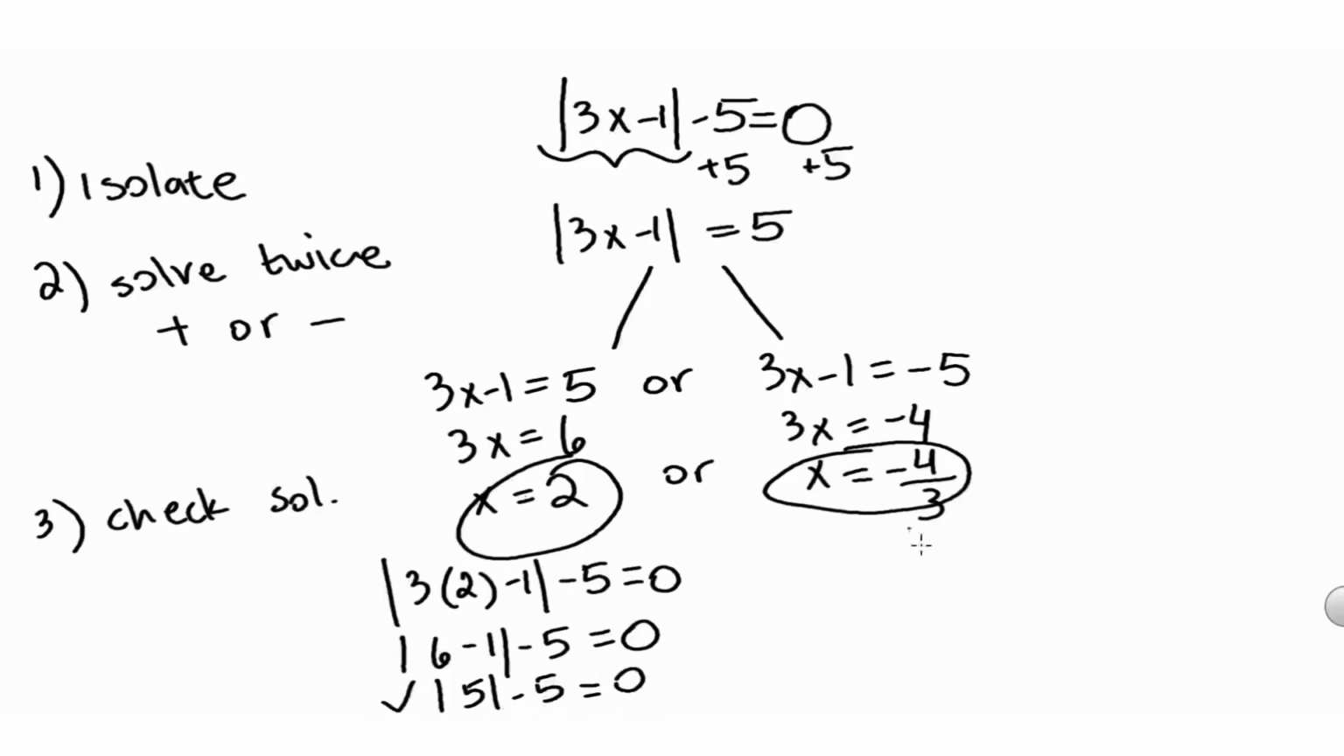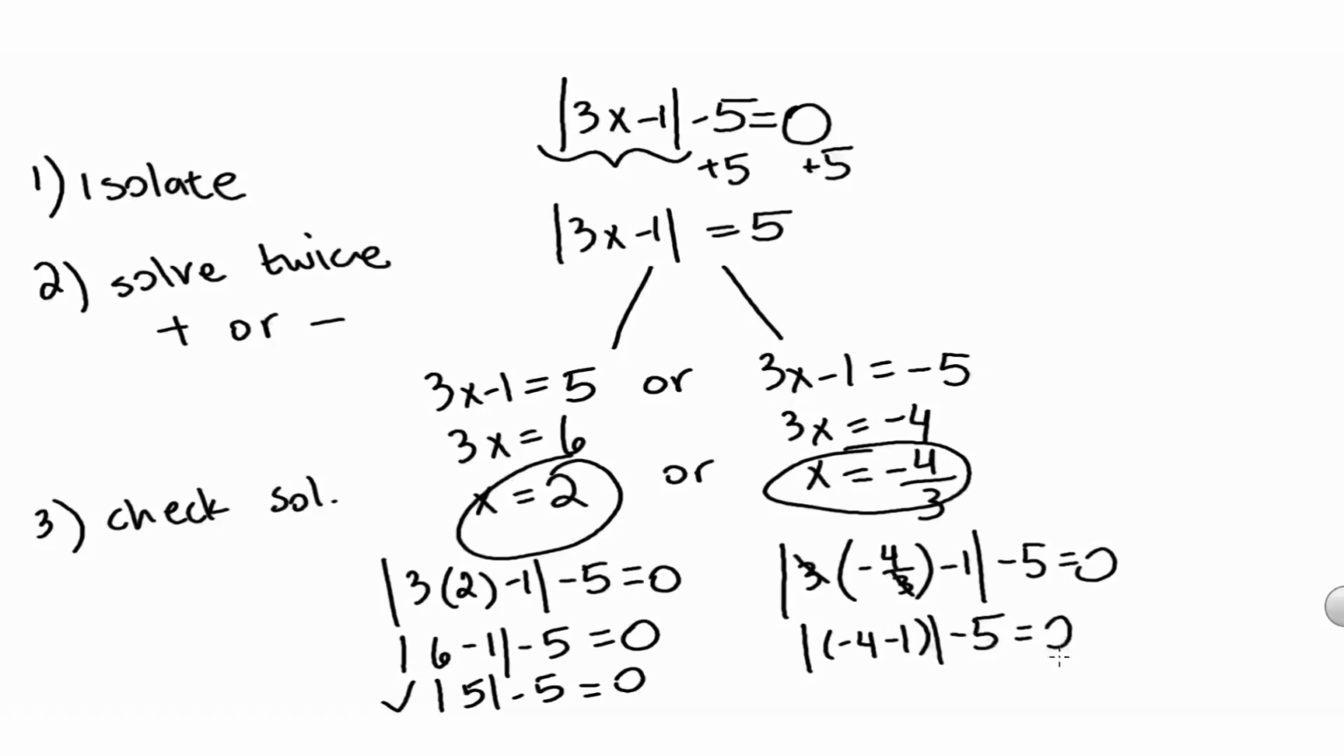Now let's see if -4/3 is a solution. |3(-4/3) - 1| - 5 should also equal 0. Okay, so here the 3's cancel out. I have |(-4) - 1|, although I don't need the parentheses there, but I already wrote it. |-5| - 5 is equal to 0. Because when I take this out of the absolute value, I get 5 - 5 = 0.